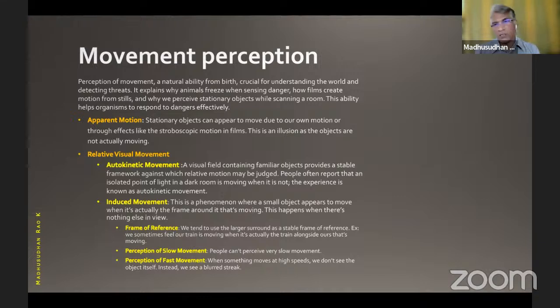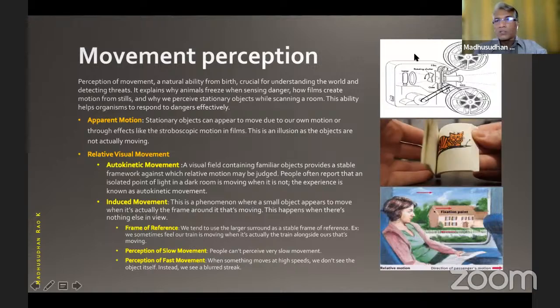Perception of fast movement: some things just move away, like when you're sitting very close to a Formula 1 car race, taking a video, and you see just a noise, zoom. Will you see the car? No, sir. Maybe you may notice color sometimes, but will you see details? Nothing you can see. That is called perception of fast movement. So these are some of the perceptions of movement.